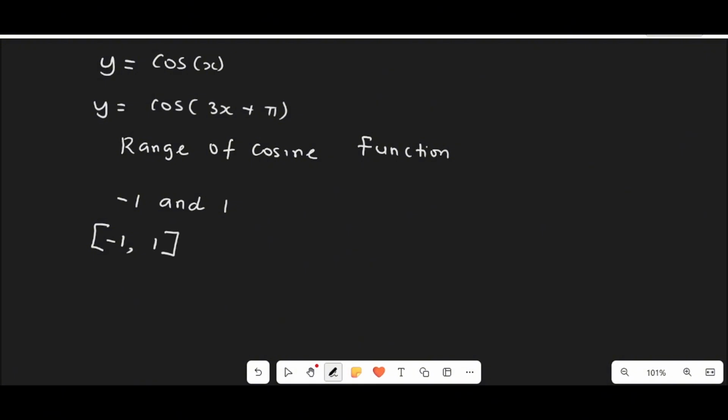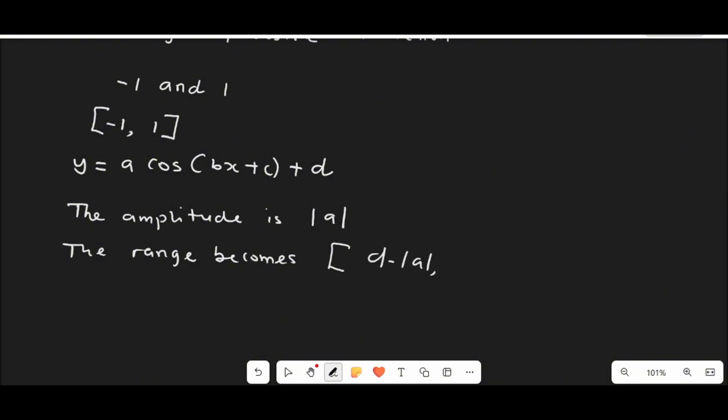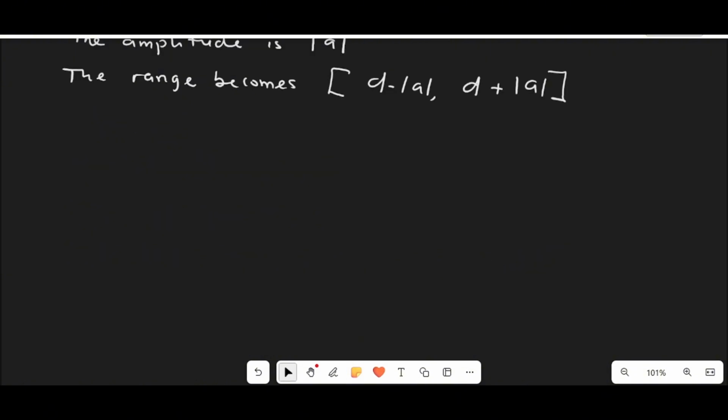For a general cosine function, which is y equal to a cos(bx plus c) plus d, the amplitude is absolute A, and the range becomes [d minus absolute A, d plus absolute A].